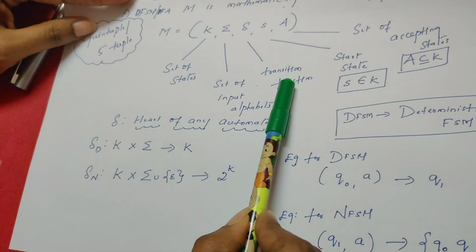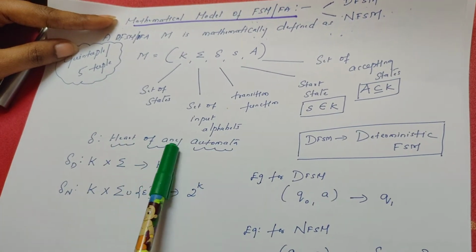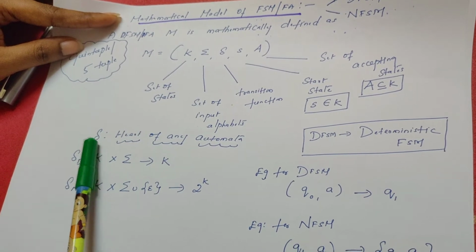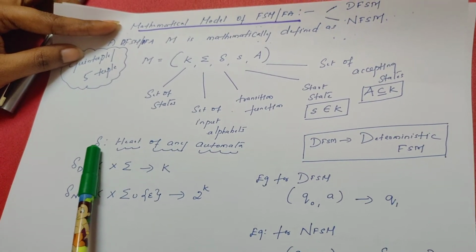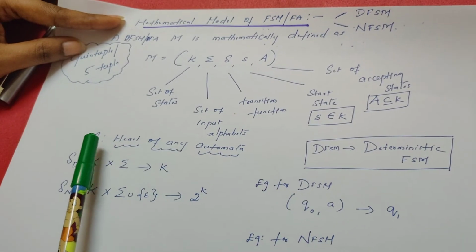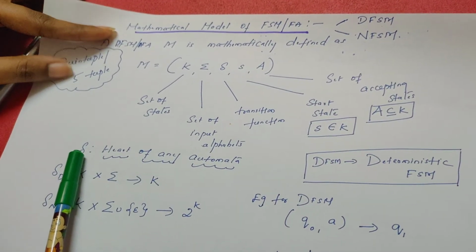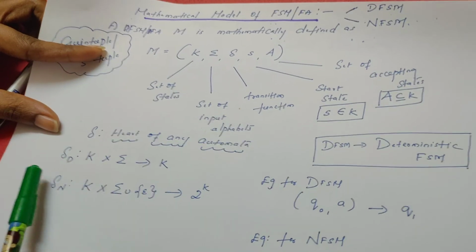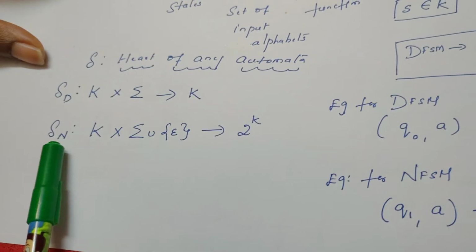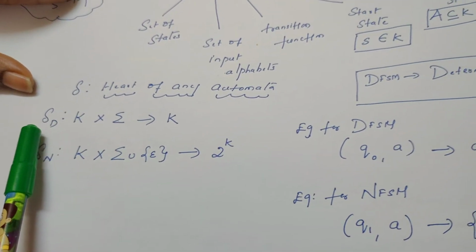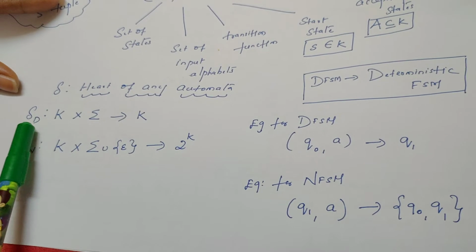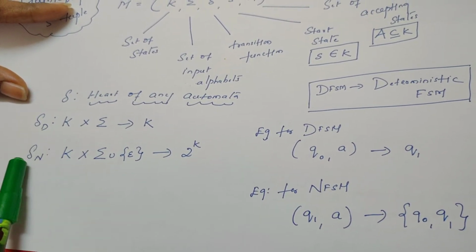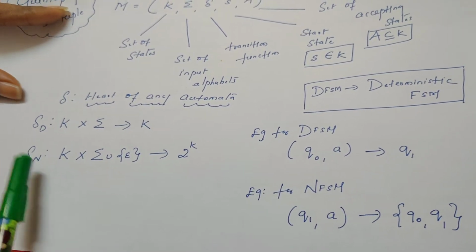Delta is the transition function, which is the heart of any automata, not only the finite state machine. With respect to this transition function, we can define what a pushdown automata is, what a Turing machine is, what a linear bounded automata is, etc. Now with the help of the same transition function, we are going to understand what DFSM and NFSM are. I have given the notation for the transition function here as delta D. Delta D means the transition function of DFSM. Delta N means the transition function of NFSM.